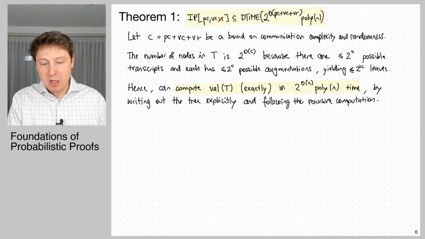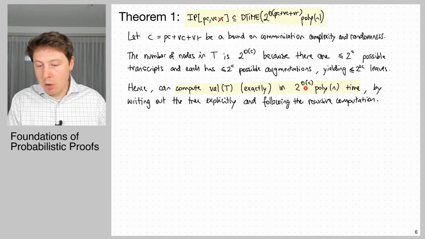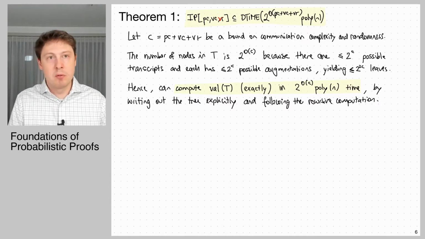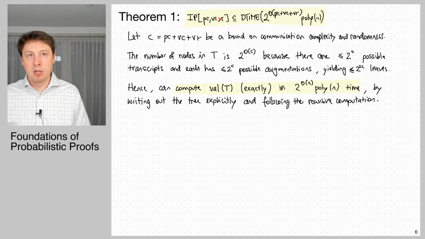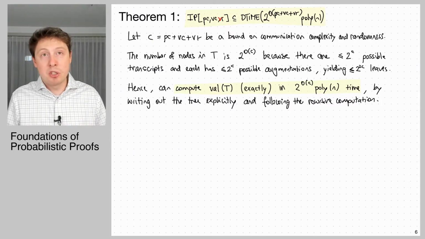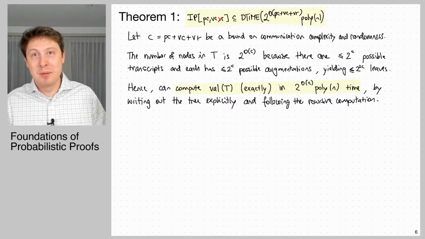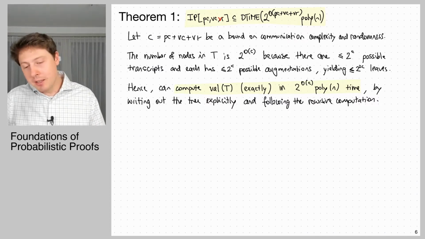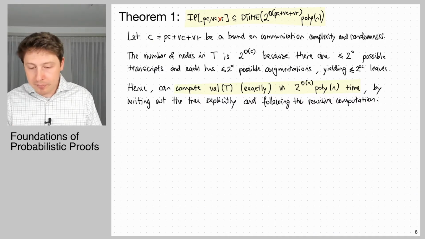We can just compute the value exactly in 2 to the O of C time by just writing out the tree and following the recursive computation of the value of the tree. We're not approximating anything, we're just computing it on the nose because we have, in fact, here we don't even care about space, so I can actually write down the tree. In our upper bound at the beginning of the course, we were trying to say we can traverse the tree. Here I'm saying, yeah, just write it down, not even a problem, okay? We have the time for that.